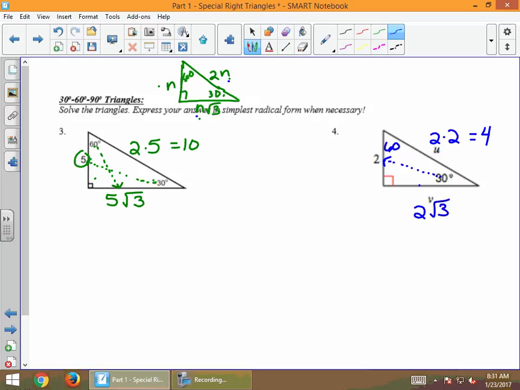In the next lesson, we're going to go over what to do when you're not given your short side. But in this lesson, you just take your short side, so we have 2, and you're just plugging it in for n in your diagram. So 2 is here, so that means if we plug 2 in for n, it's 2 radical 3. If we plug 2 in for n, it's 2 times 2, which is 4. And again, the next lesson we'll go over what to do when you're not given your short side first.